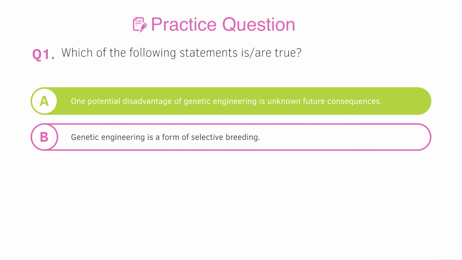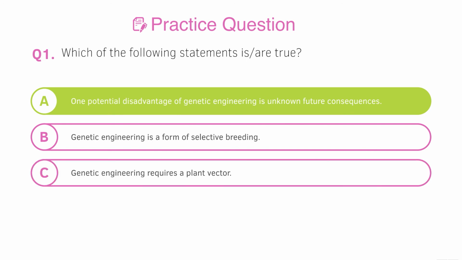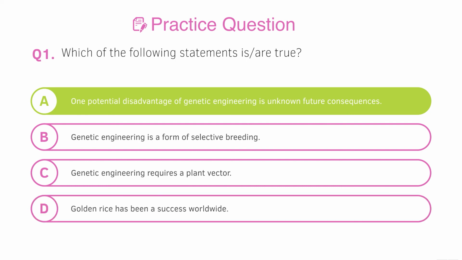No, we've already established that selective breeding is just seeing which characteristics that you like and taking those organisms and breeding them together, whereas genetic engineering is actually recombining DNA using a donor organism and a recipient organism. C, genetic engineering requires a plant vector. No, as we've seen, we can use bacteria and viruses, so not only plant vectors.